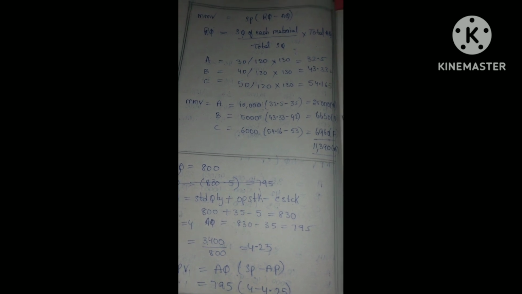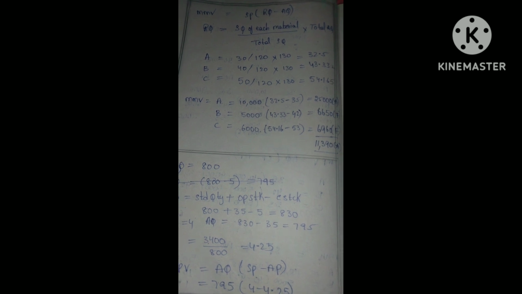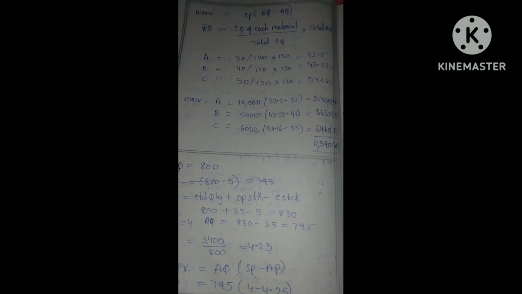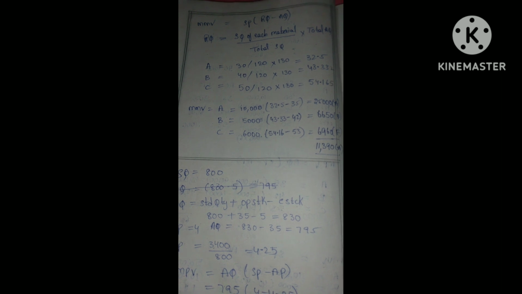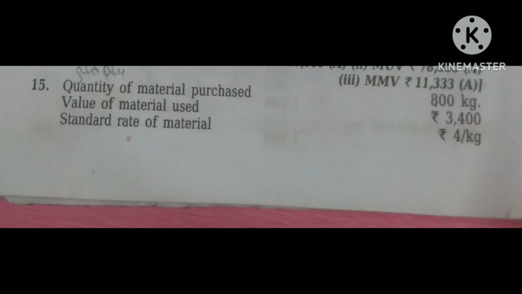So now we have to calculate material mix variance for material A, material B and material C. According to the formula, just take down the values. After simplifying, for material A we will get 25,000 adverse, for material B 6,650 favorable and for material C 6,950 favorable. First add both favorable values, that is 6,650 and 6,950, and subtract that value from 25,000 adverse. So we will get the final answer, that is 11,390 adverse.